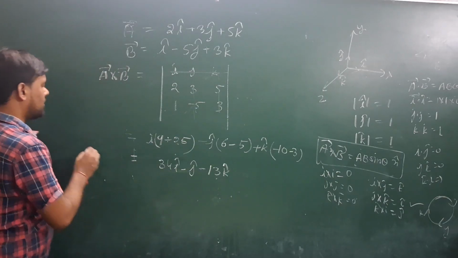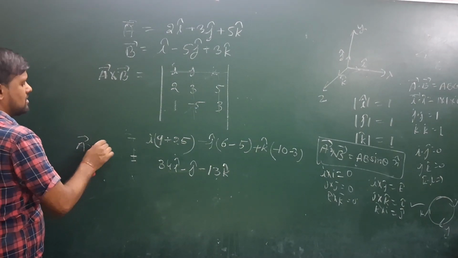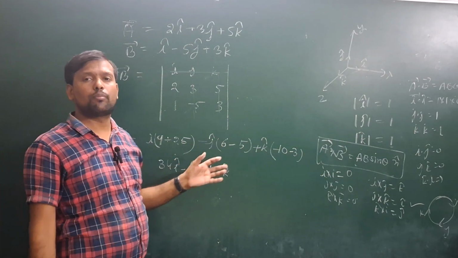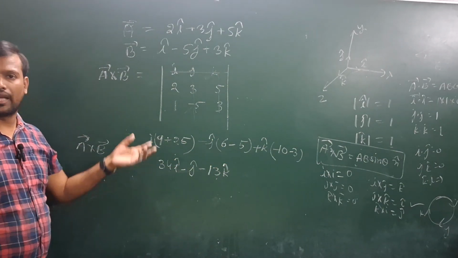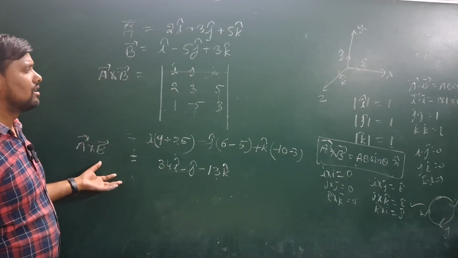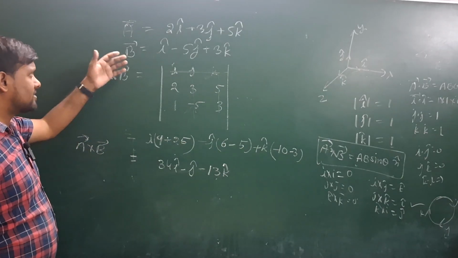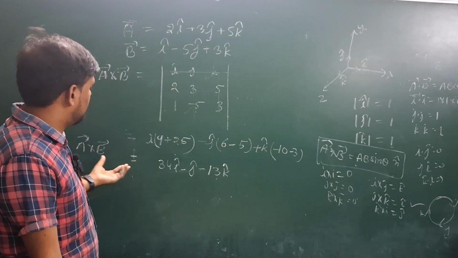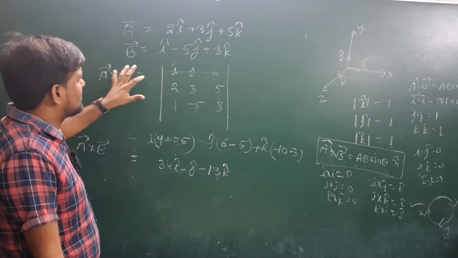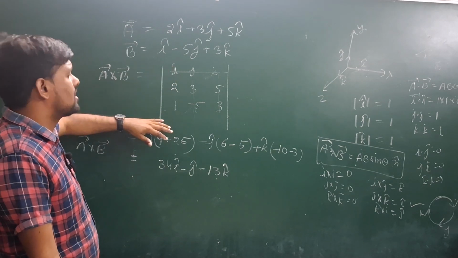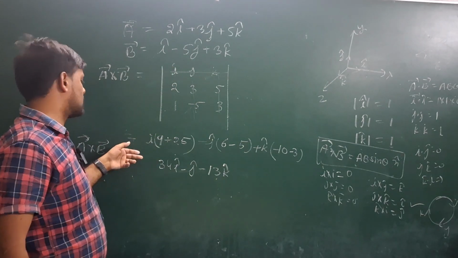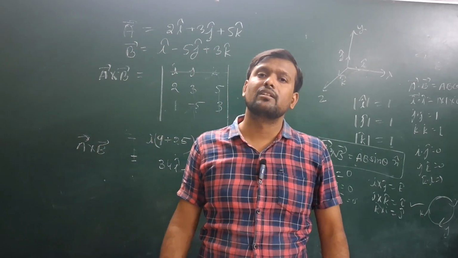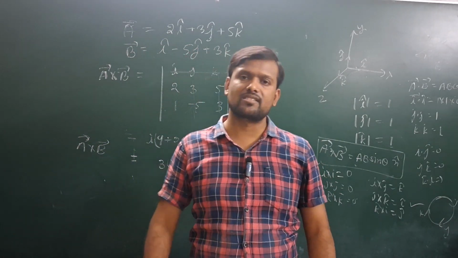This is the vector product of the two quantities, A cross B. Thus we can solve problems on the basis of this example. Addition and subtraction I discussed previously, and this is the vector product; before this we discussed the dot product or scalar product. In the next lecture we will continue with vectors.